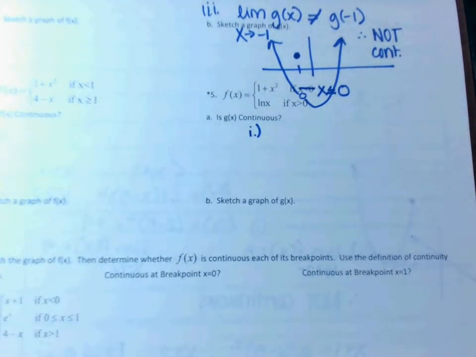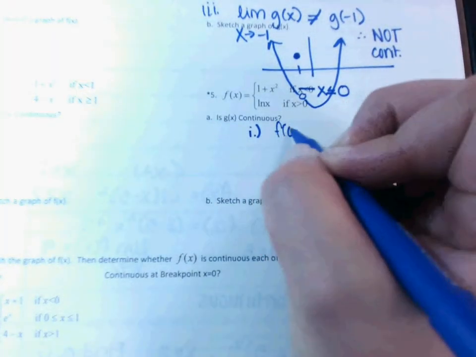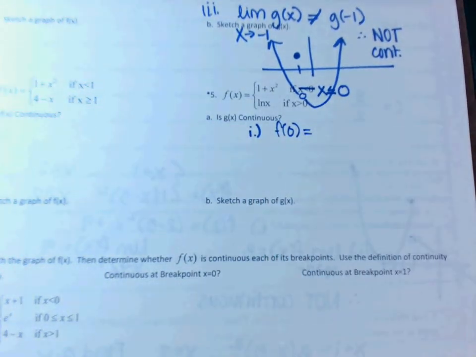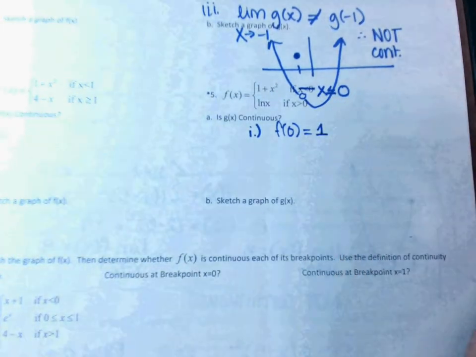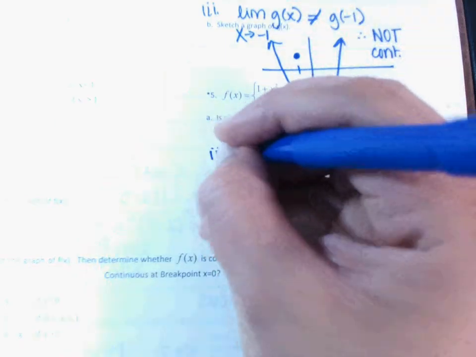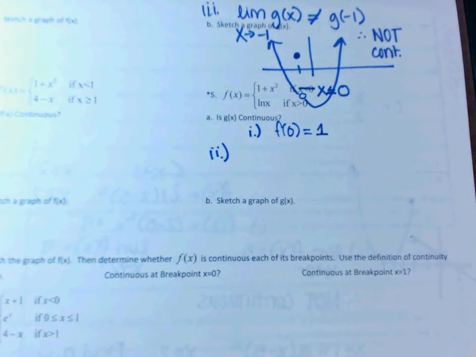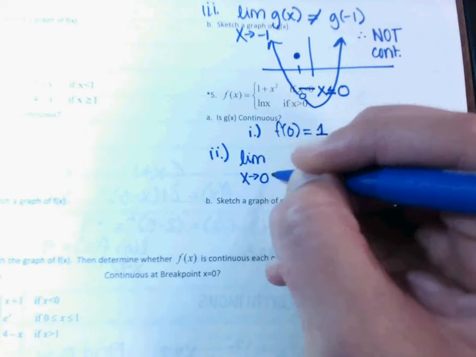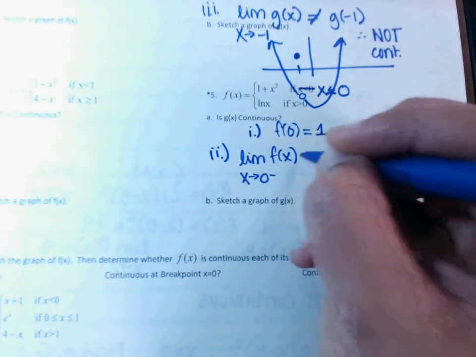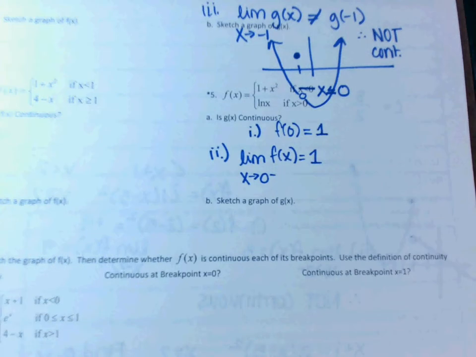Okay, what do we do first? Find f of, okay, step 1, what is it? F of 0. So 1 plus 0 squared, what do we get? 1. Step 2, I want to check the limit on either side. The limit from the left is going to be 1, because that's the top part, and I already did it.